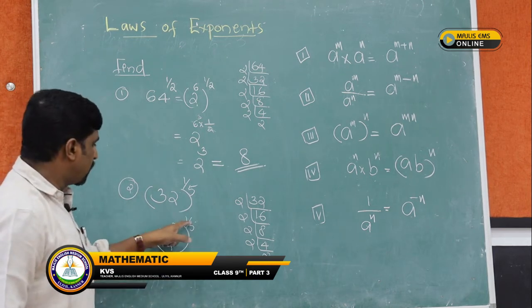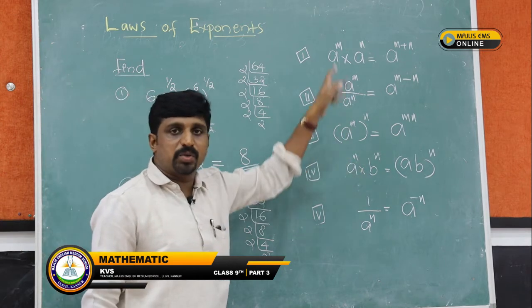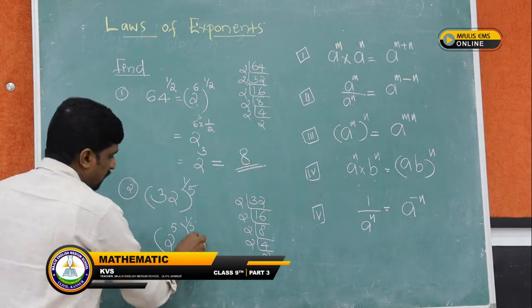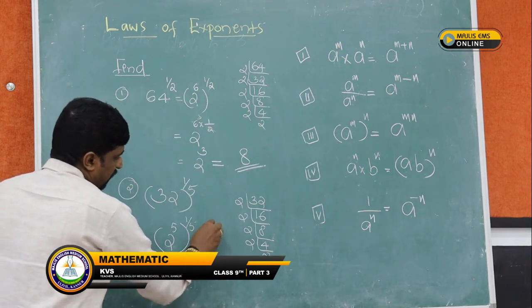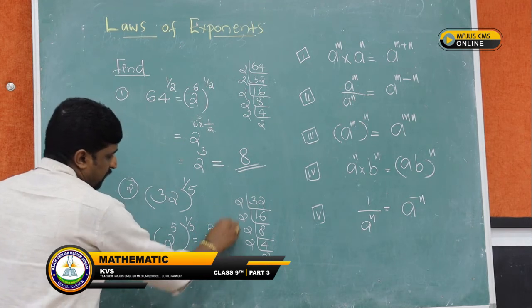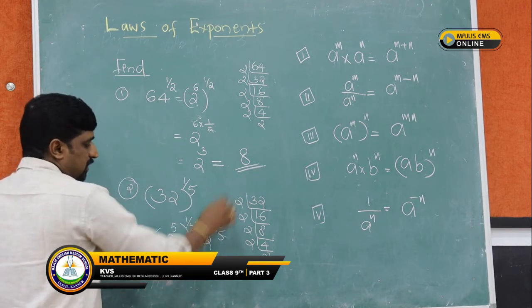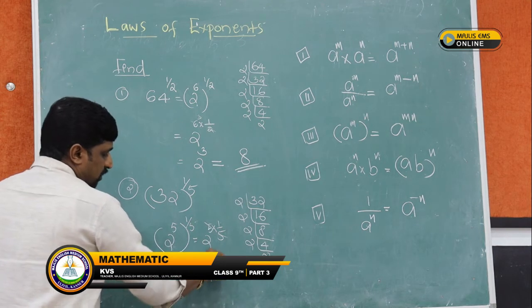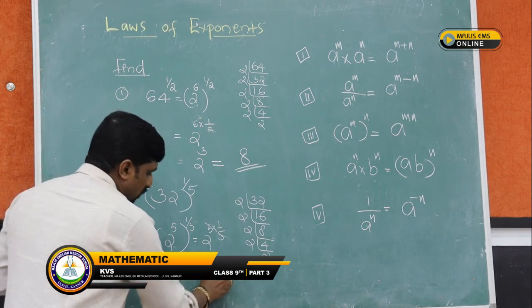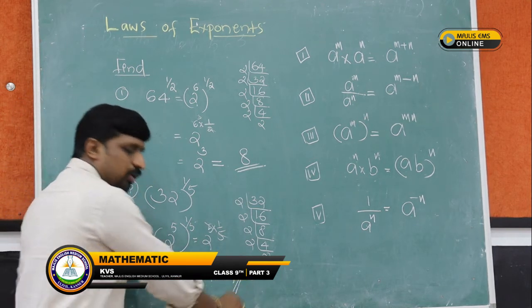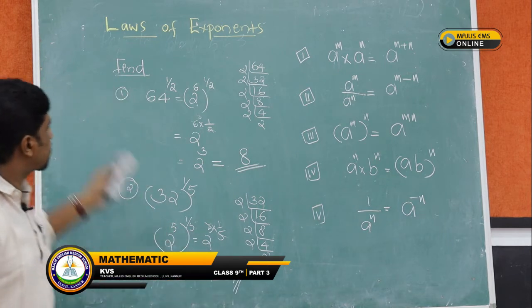This is in the form (a raised to m) whole raised to n. You can multiply the powers: 2 raised to 5 into 1 by 5. The 5 will cancel, only 2 raised to 1 remains. 2 raised to 1 means 2 itself. Therefore the answer we got is 2.